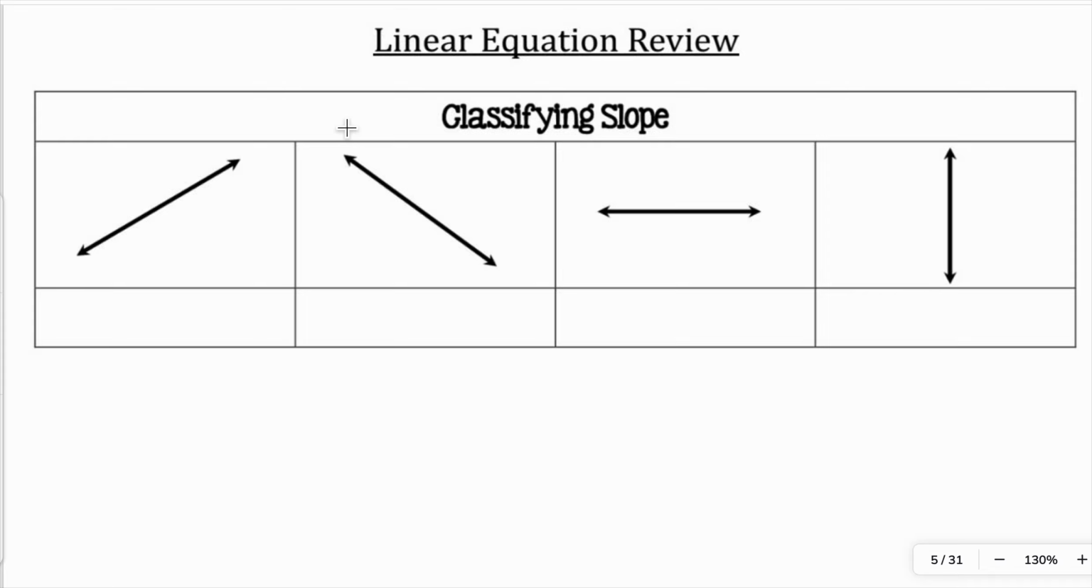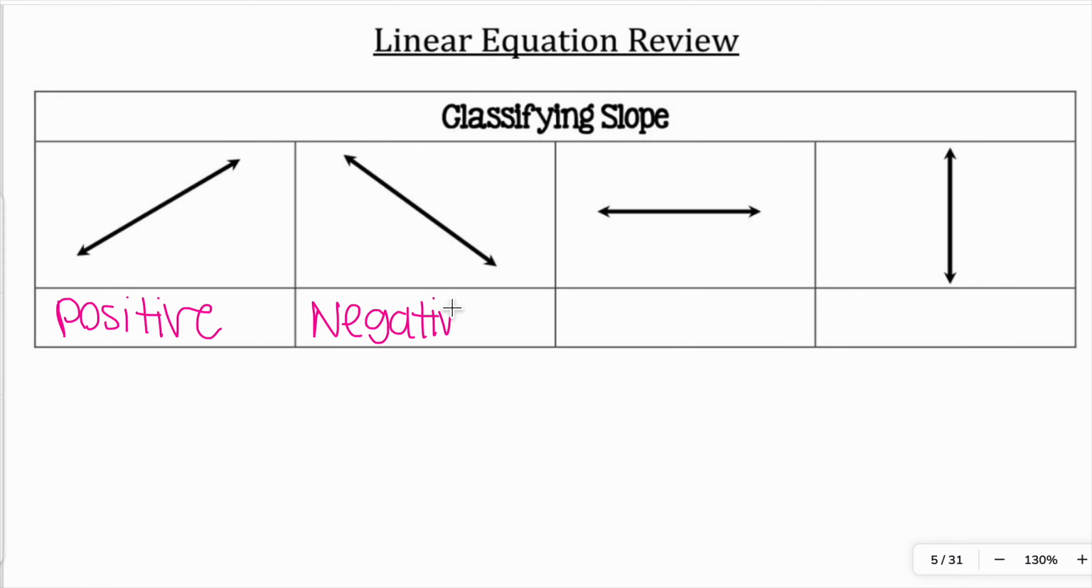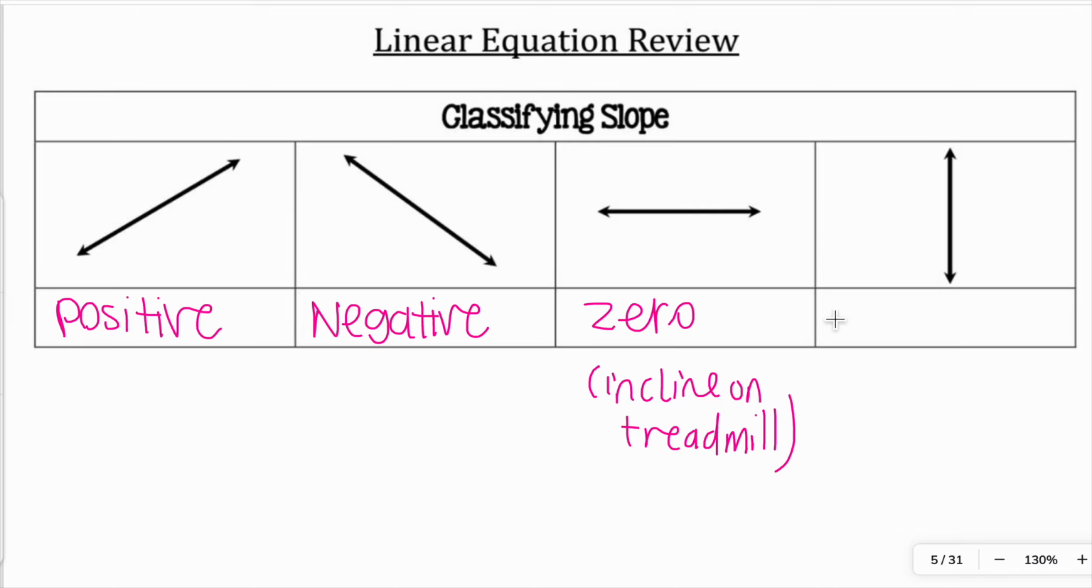So first thing we're going to look at is the 4 types of slope. The first one is positive slope because it's increasing from left to right. The second slope we see is negative because it's decreasing from left to right. The third slope we see is 0. If you want to think about incline on a treadmill, that's one way you can remember this one. It's just a flat horizontal line. And then the vertical line is considered an undefined slope. You can't run on a treadmill if the treadmill is vertical. Go ahead and make sure you have this copied down.